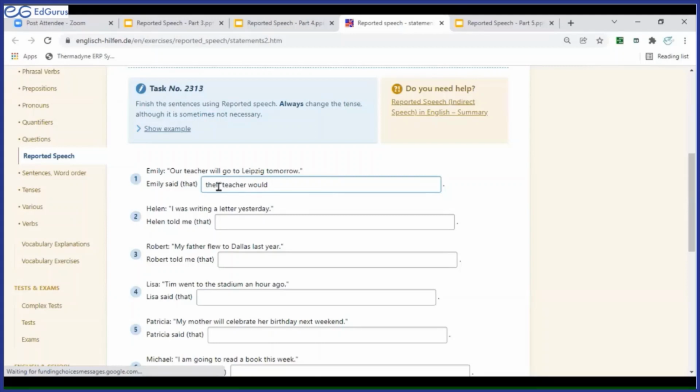When there is a helping verb, will or shall, along with the verb used, the form of that verb is not changed, unless it is a perfect tense. Okay. Their teacher would go to Leipzig the following day.